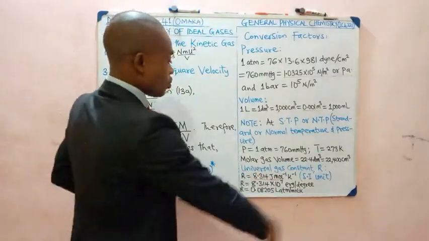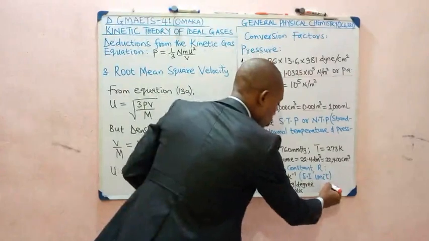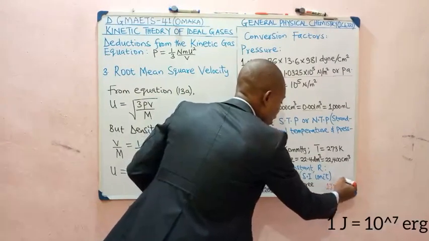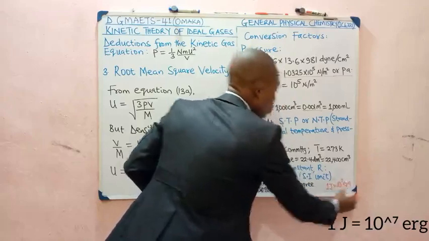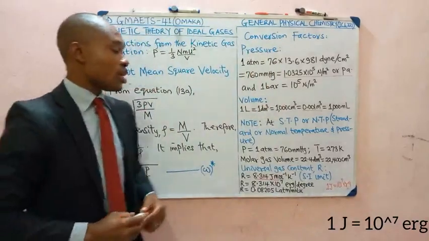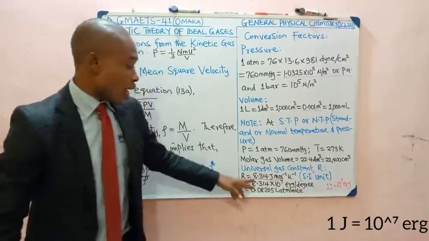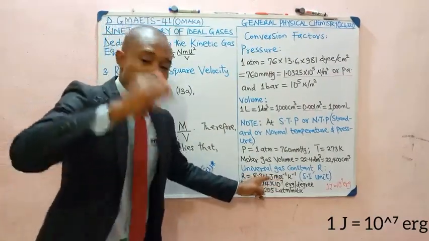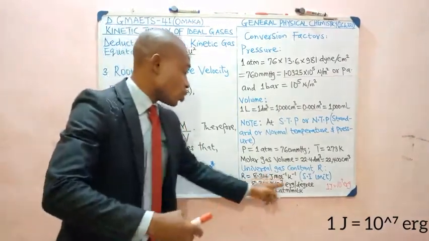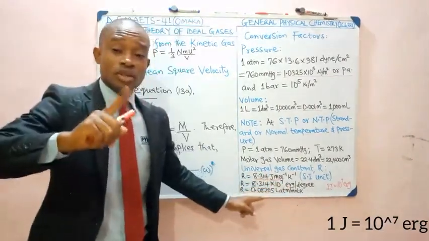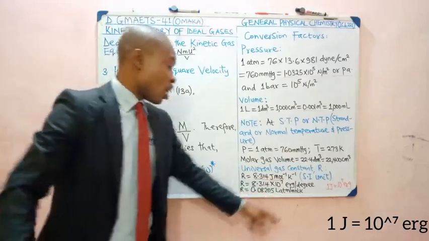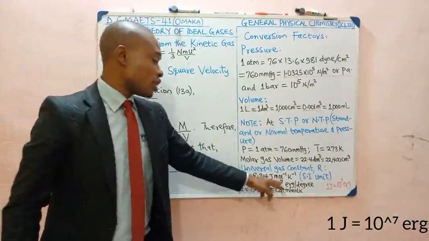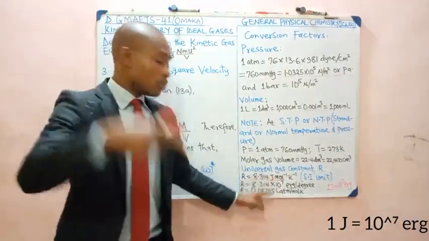Please take note, maybe let me write this here, that 1 joule is equivalent to 10 raised to the power 7 erg. That is why, in this case, you have 8.314 joule per mole, simply the joule. If you convert the joule to erg, 1 joule is equivalent to 10 raised to the power 7 erg, which is why we multiply this 8.314 by 10 raised to the power 7 to convert it from joule to what?